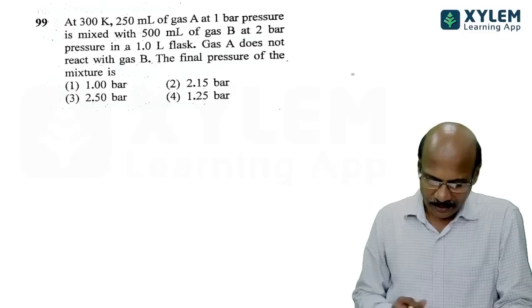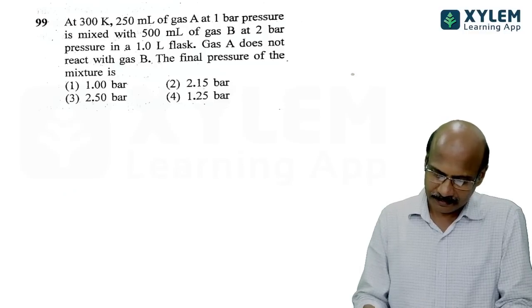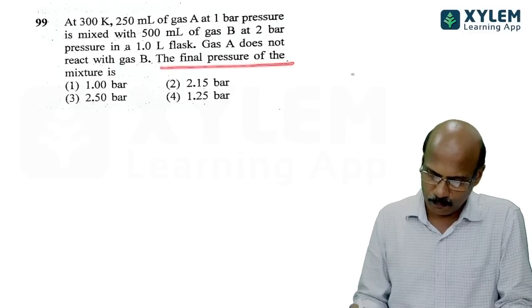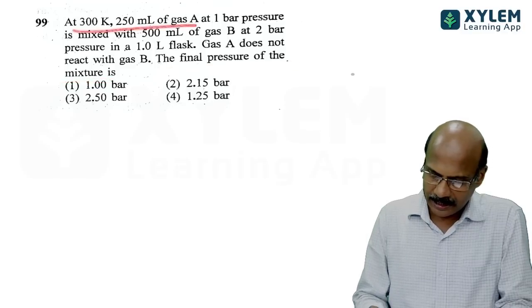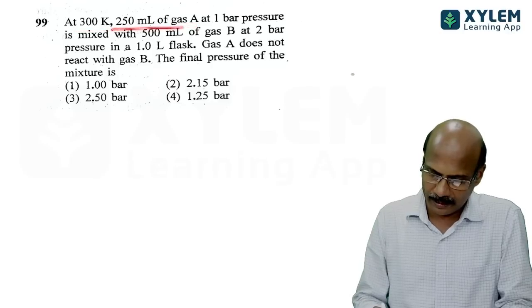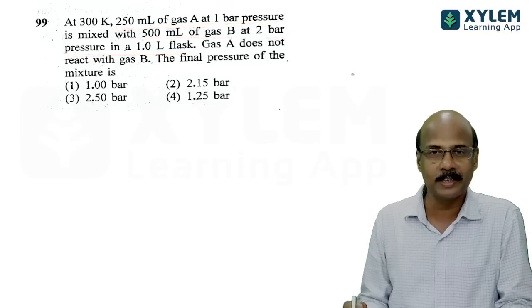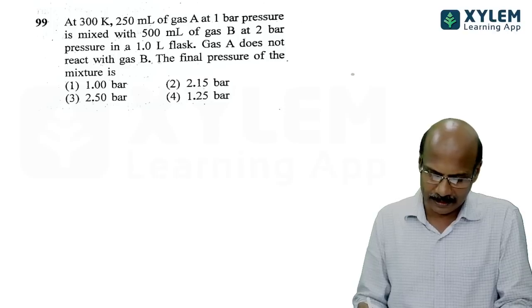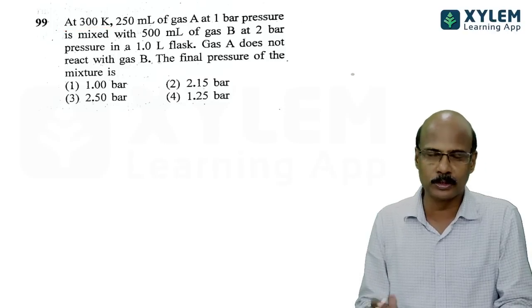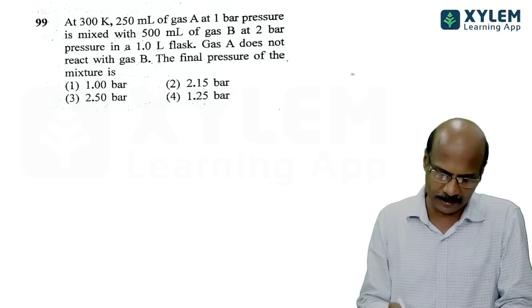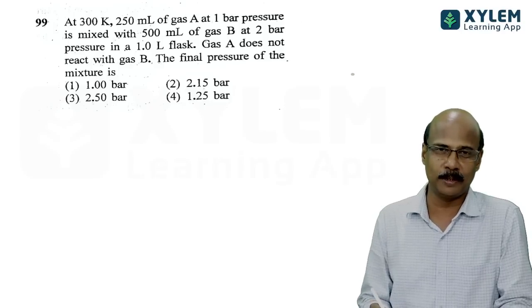Clear now? Coming to question number 99. The question asked is to determine the final pressure of the mixture. Here, how do you mix? A mixed gas A in 250 ml at 300 Kelvin and 1 bar pressure, and 500 ml gas B at 2 bar pressure. Both are taken into a 1 liter flask. The temperature may remain the same, at 300 Kelvin, that is, the temperature of both gases initially and finally will be the same. So it is simply an isothermal mixing.